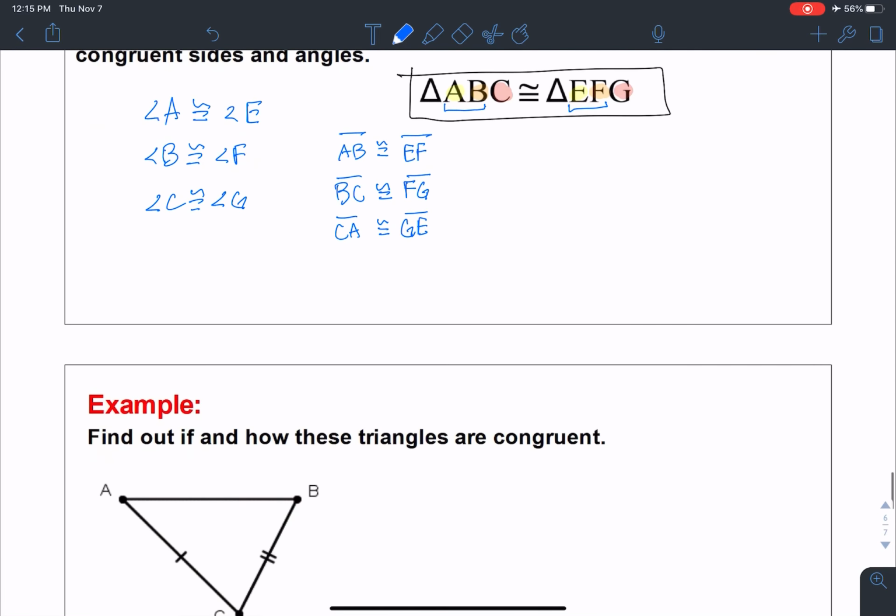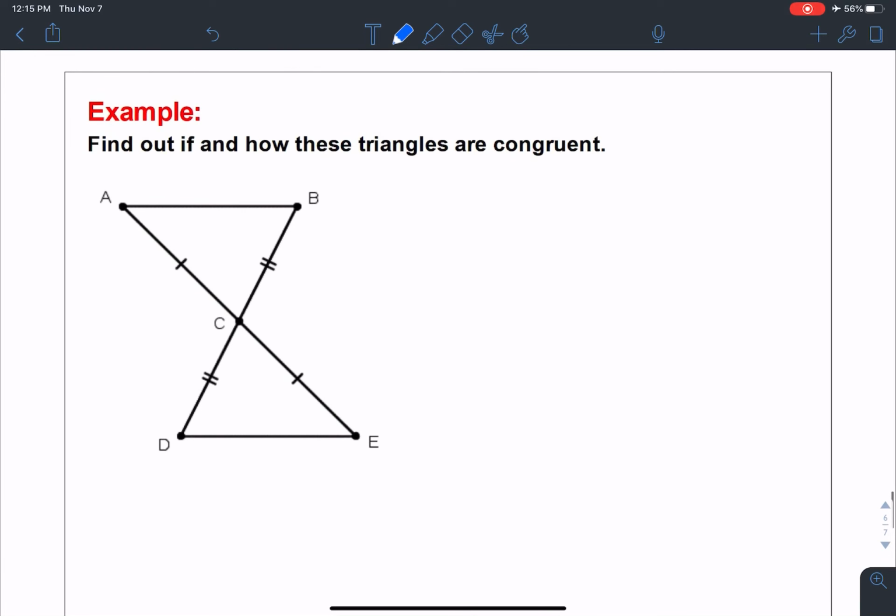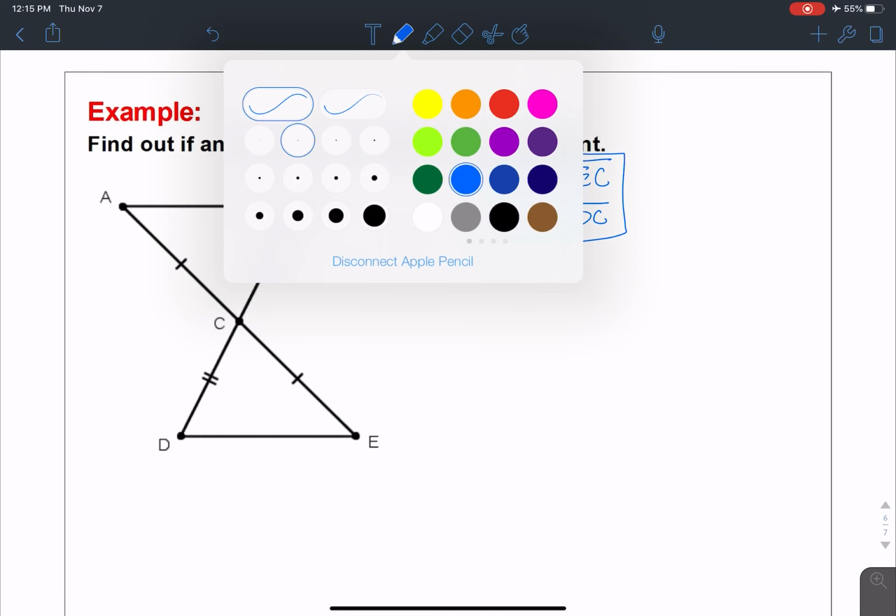So we've got one last example to do. We're going to figure out if these triangles are congruent, and then if so, we're going to figure out how they are congruent. So you're given some information. So you are given that AC is congruent to EC. You are also given that BC is congruent to DC. So that was our given information. 2 sides are congruent, and they were marked with tick marks for us.